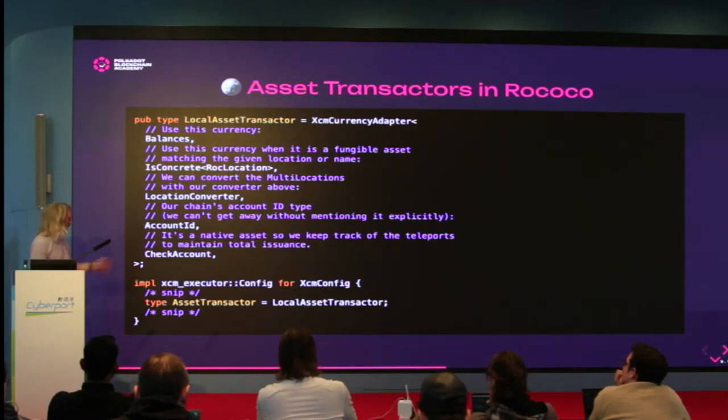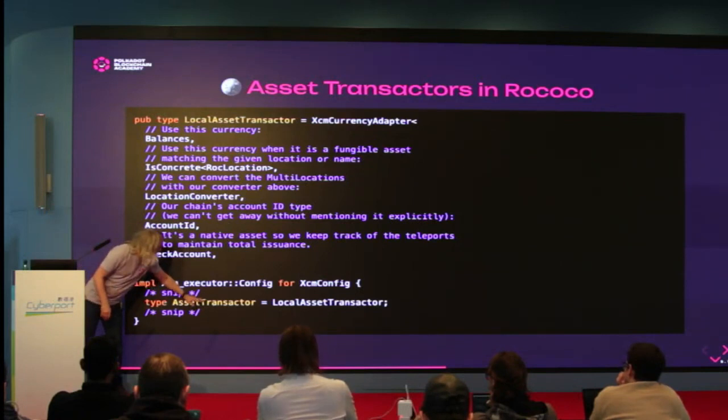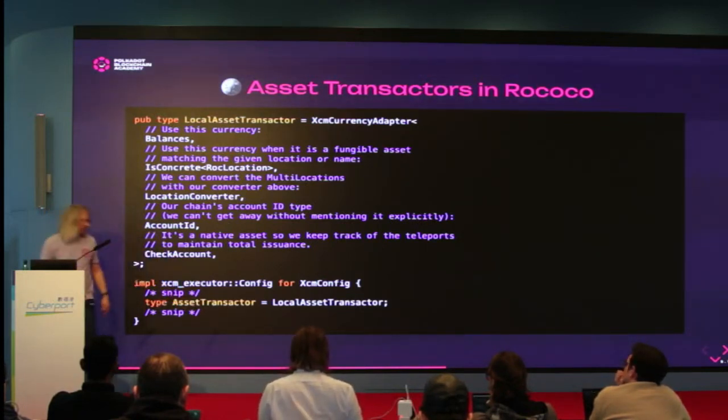Good. And then finally, XCM config. We have to configure our XCVM, the XCM executor, with the asset transactor.